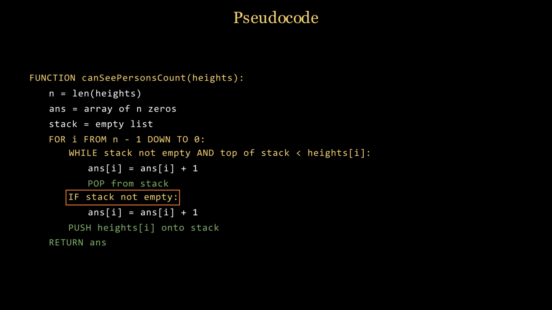If anything remains on the stack, there is a taller wall to the right. Add 1 more to ans at I for that blocking neighbor. Push the current height onto the stack. After the loop, return the answer array.